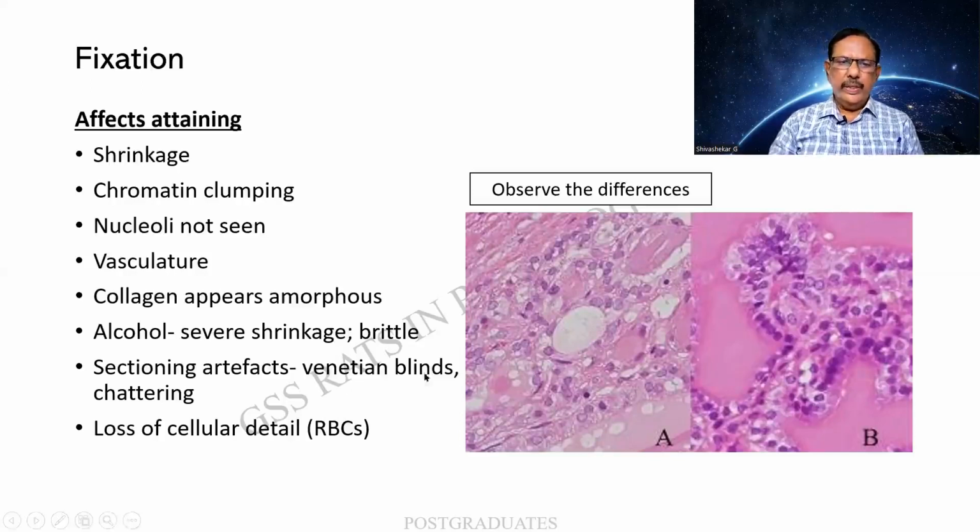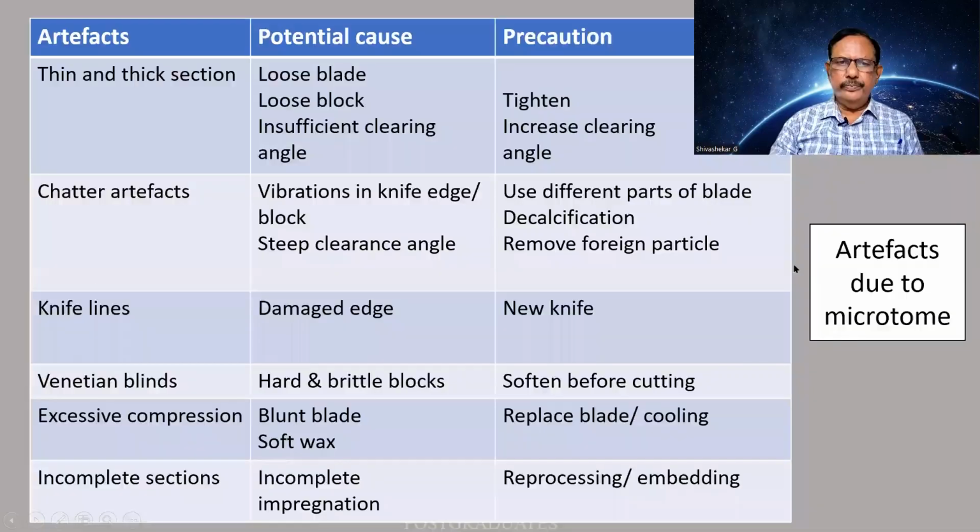Sectioning artifacts will lead to this kind of initial blinds I shall be showing. And there can be the loss of cellular details, particularly in cells such as the RBCs. Look at these regions. Probably there are some RBCs which I am not able to make out. So both are the same tissue, and in different methods of fixation, you can see the changes in the tissue.